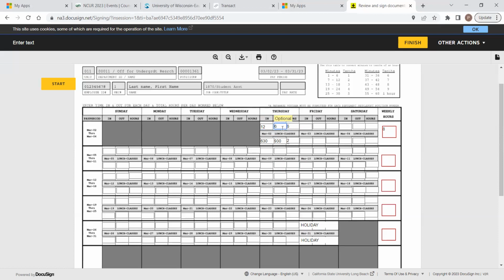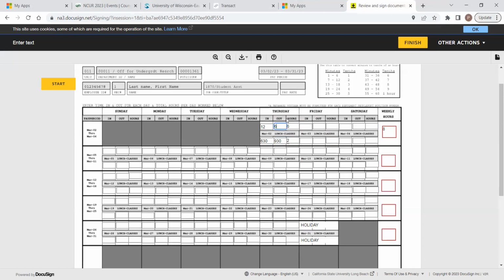For the most part, I do tell everyone to work reasonable hours. And by reasonable hours, I mean you should not be working at 1 in the morning, 2 in the morning. Reasonable hours, I would say, are any time between 7 a.m. and 10 p.m. You should not be working any later than 10, and you should not be working any earlier than 7 in the morning. So please keep that in mind as well when completing your timesheets.